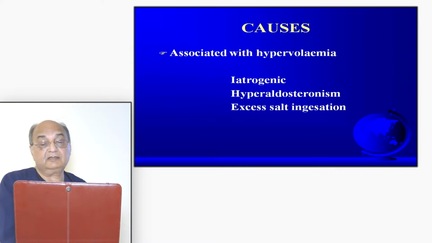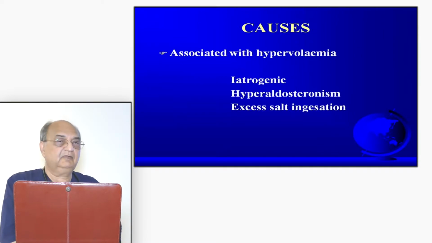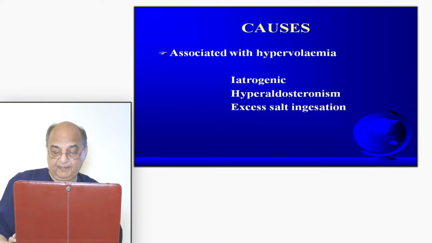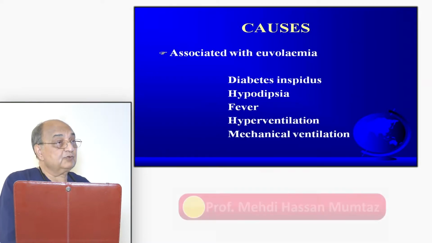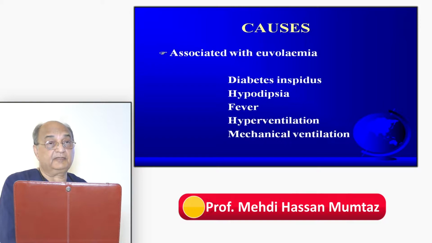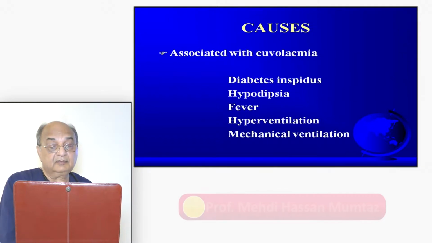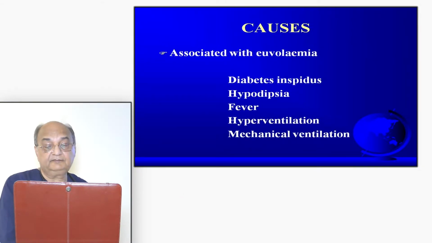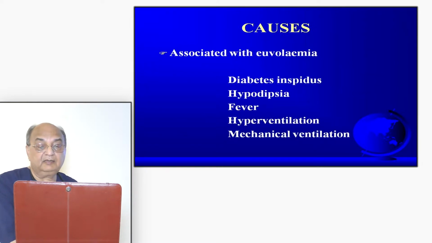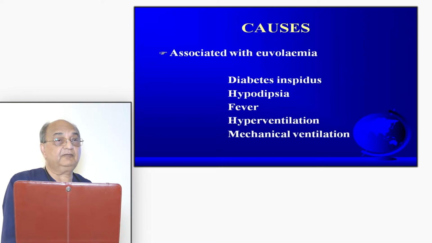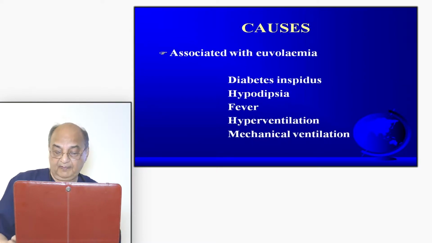Then there are causes associated with hypervolemia. As usual, iatrogenic. If we can't understand anything, we always say iatrogenic, or hyperaldosteronism, or excess salt ingestion. You go on taking too much salt. Then there are causes associated with euvolemia, like diabetes insipidus, hypodipsia, fever, hyperventilation, and patients on mechanical ventilation. If you don't give adequate fluid, you can take the person into hypernatremia also.